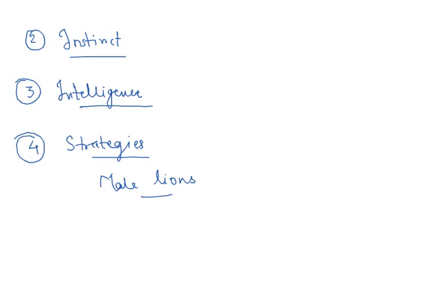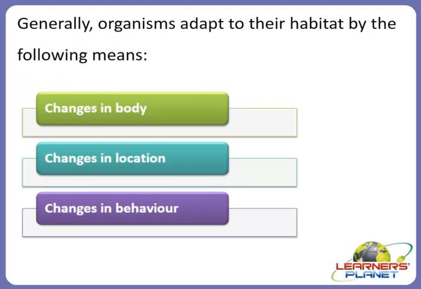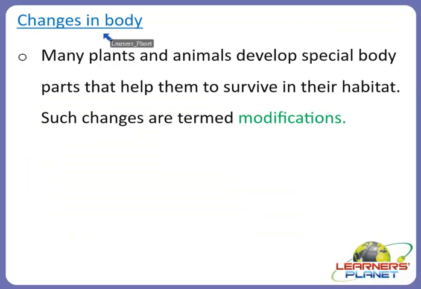So these are the adaptations in organisms that take place gradually over thousands of years. Now we were talking about organisms that adapt to their habitat by changes also. So let us have a look at these changes. Yes, changes in body. Many plants and animals develop special body parts that help them to survive in their habitat. Such changes are termed as modifications. So these modifications take place in plants and animals too.